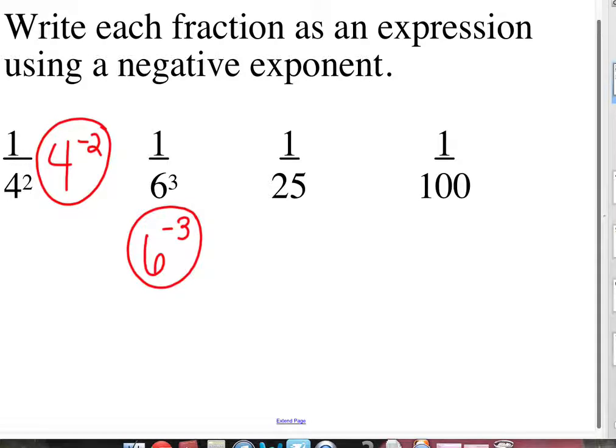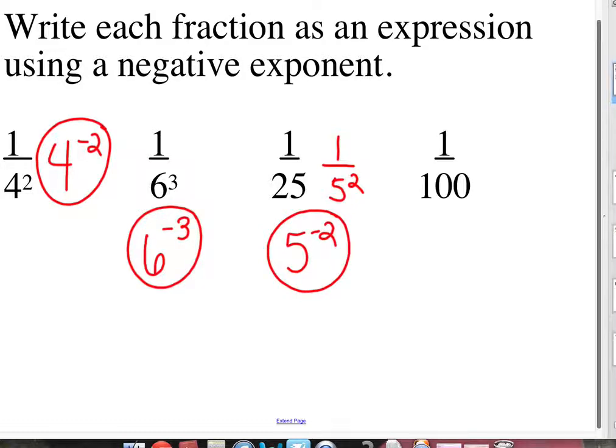Oh, look at this guy. 1 over 25. I don't even see an exponent there. Well, wait a minute. What do you remember about 25? Isn't 25 5 to the second power? So now, instead of 1 over 5 to the second power, now we can write it with the negative exponent, right? Bring that guy up out of the basement. There he is, 5 to the negative 2. So that one's like a two-stepper.